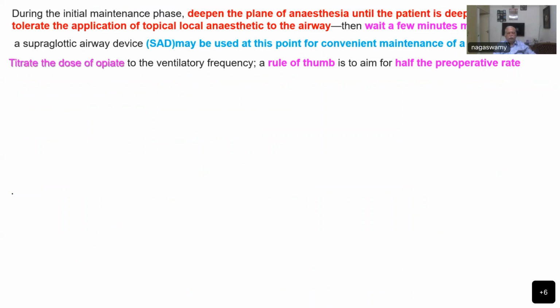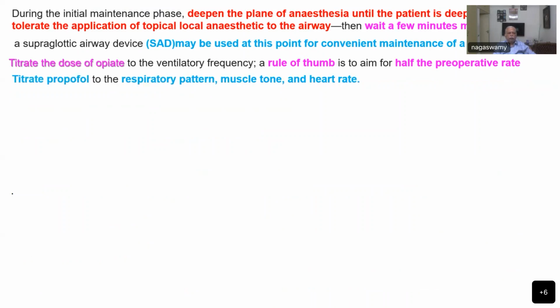Commonly, these children will be breathing at a very fast rate. So you keep on giving fentanyl to the extent that the respiratory rate comes down to almost 50% of the rate when the child was conscious. So that is the way in which you titrate the opioid. The rule of thumb is to aim for half the preoperative respiratory rate.